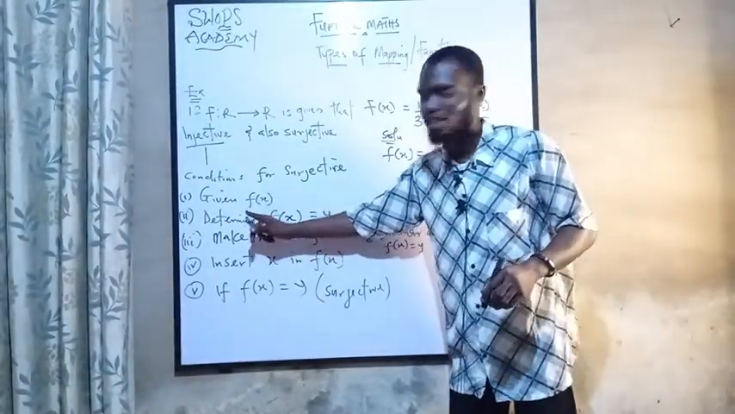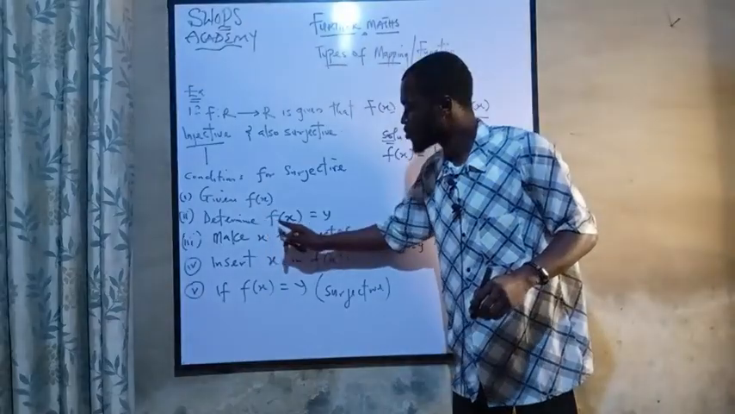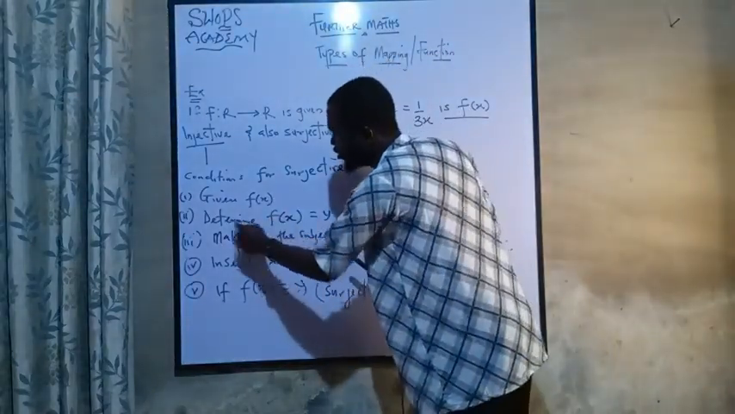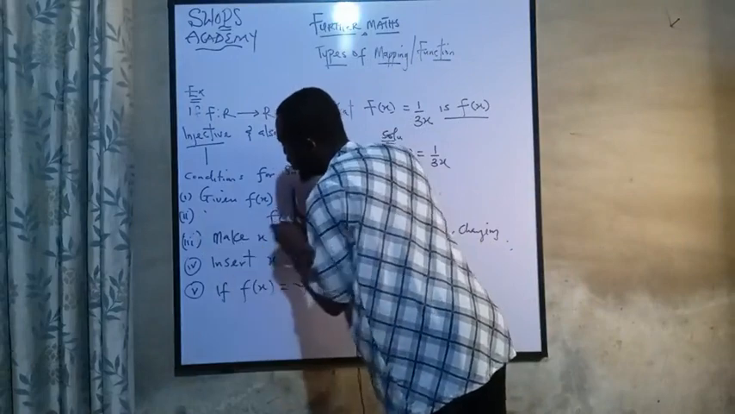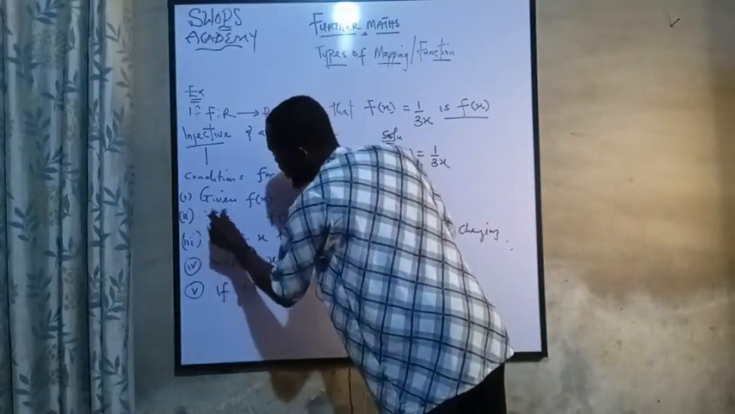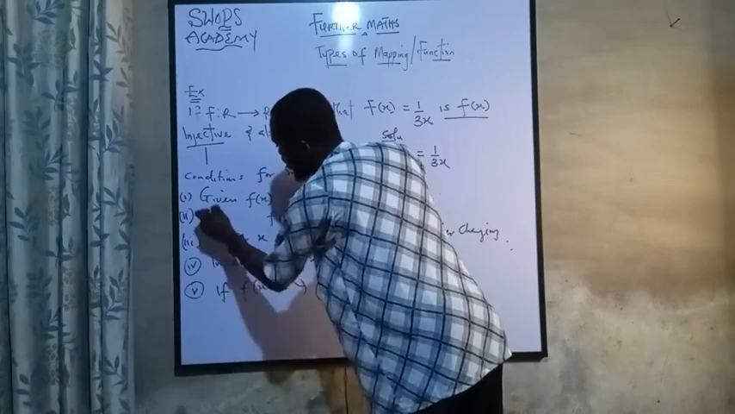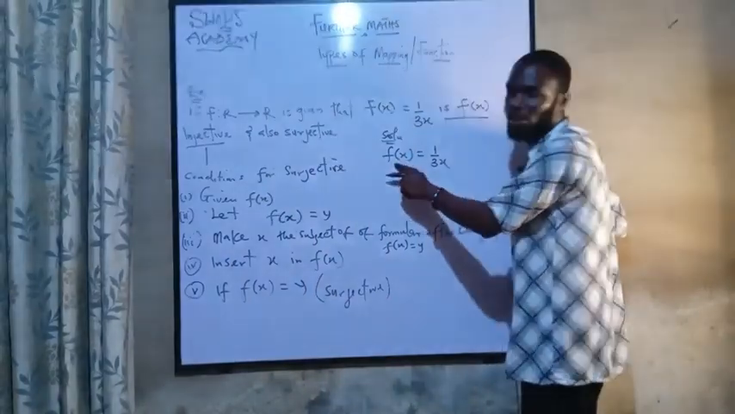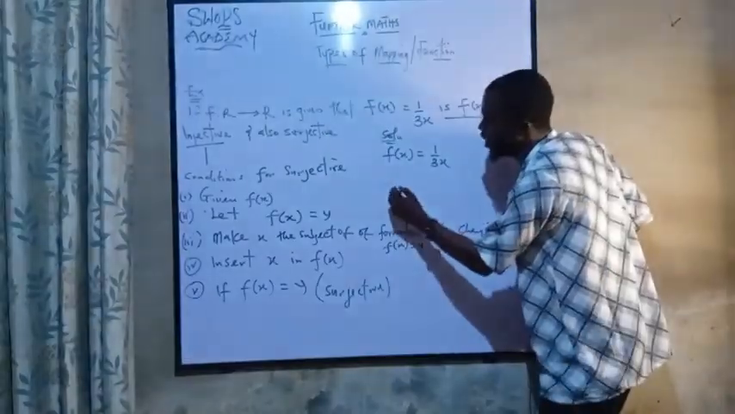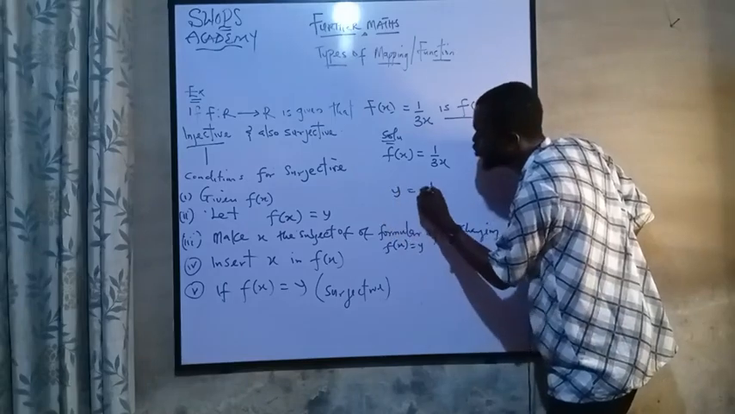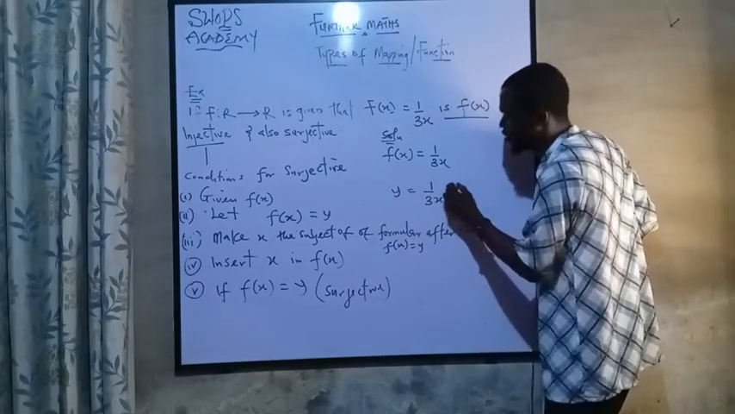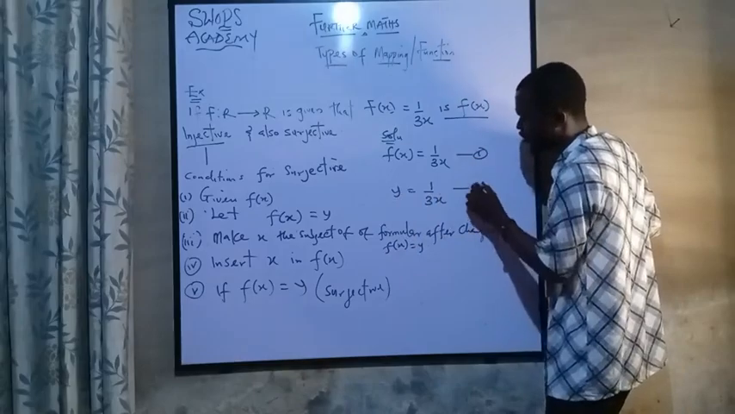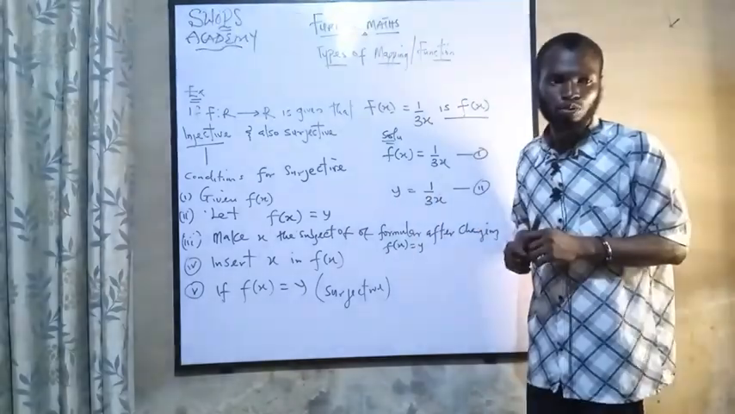What is the next thing? Determine, change your f of x to be y. Let f of x be y. Now, wherever I'm seeing f of x, what will I be putting? Y. It will now be y equals 1 over 3x. This is condition 1. This is condition 2.